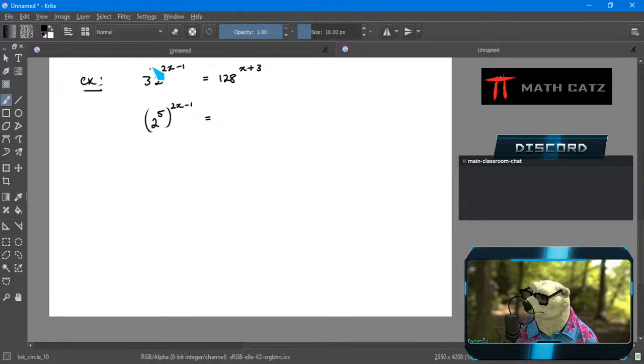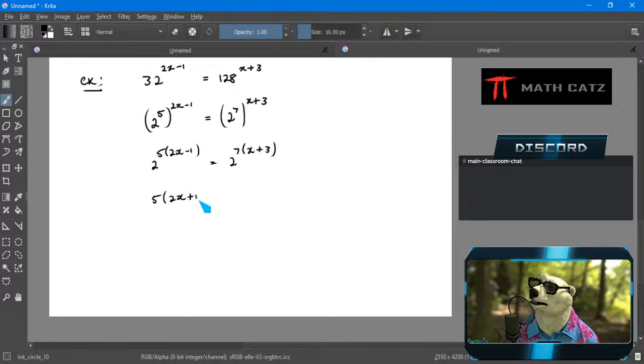If you don't remember it, you can just do some trial and error. 128 is 2 to the 7. So I can then simplify this with my exponent property. It's going to be multiplication, 5 times 2x minus 1, 2 to the 7 times x plus 3. Because the bases are the same, it has to be that the exponents are the same. There is no other way.